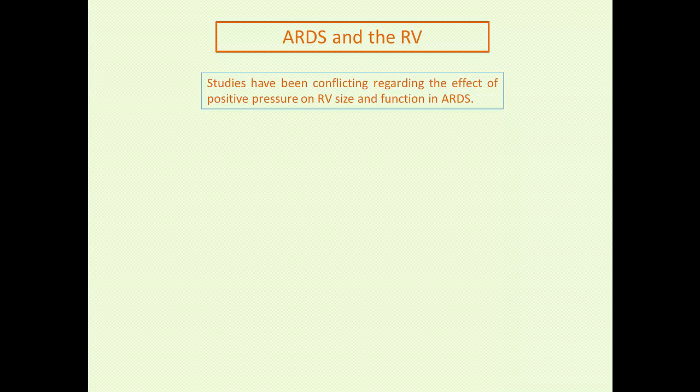I'm not going to get into the physiology of spontaneous respiration with ARDS, because some of it just simply recapitulates the physiology that we talked about with left heart failure. So I want to talk about mechanical ventilation. Most patients with ARDS are mechanically ventilated anyway, so it makes sense to focus on that physiology. And I wanted to address some conflicting results about the effect of PEEP and positive pressure on right ventricular size and function in ARDS.